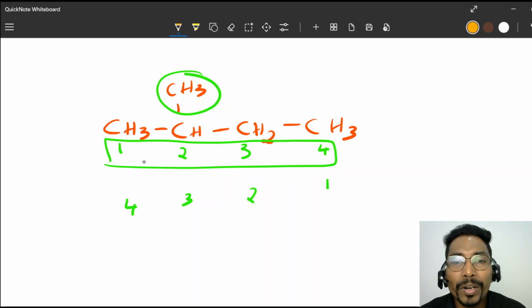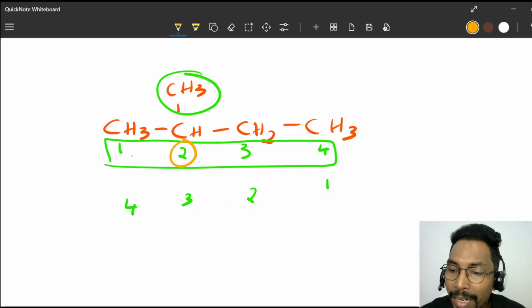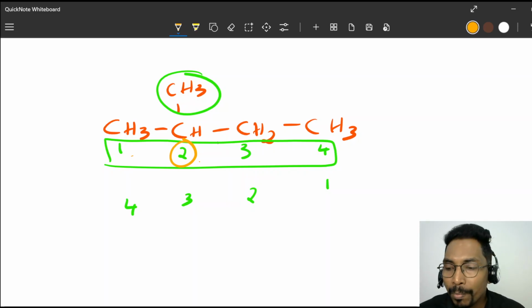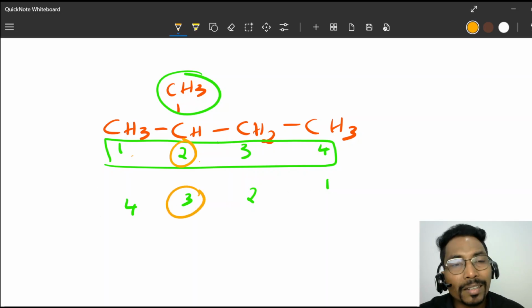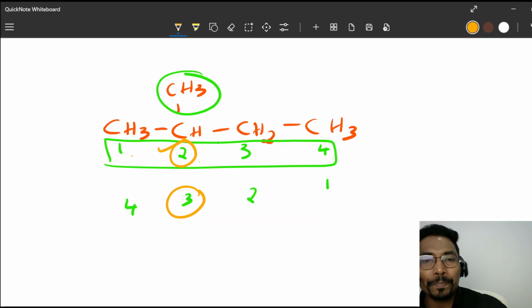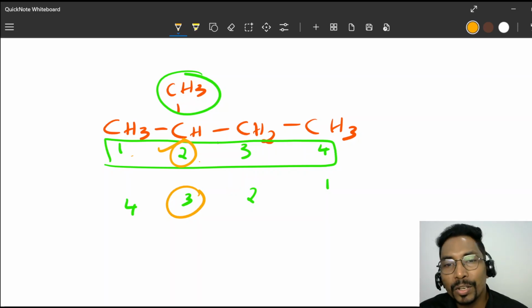See, you can see here, if I am numbering from this side, 1, 2, 3, 4, the branch is getting the second number, right? But if I am numbering from this side, the branch is getting only the third. So which is the lowest one? The second one. Clear? So you should start numbering in such a way.